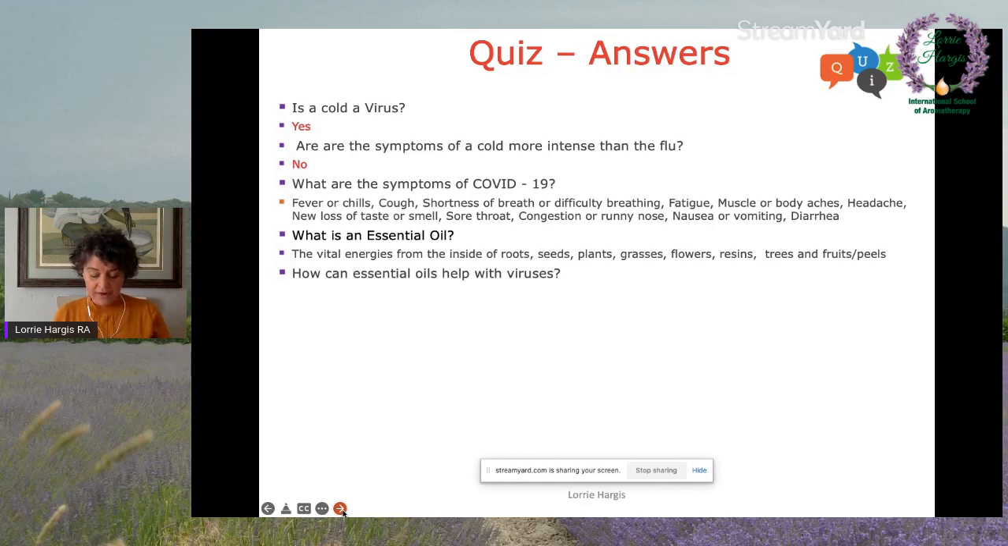Yes, they're antiviral, reduce inflammation, increase. Very good. Yes, they can help support recovery from viral illness. Great job, you guys.